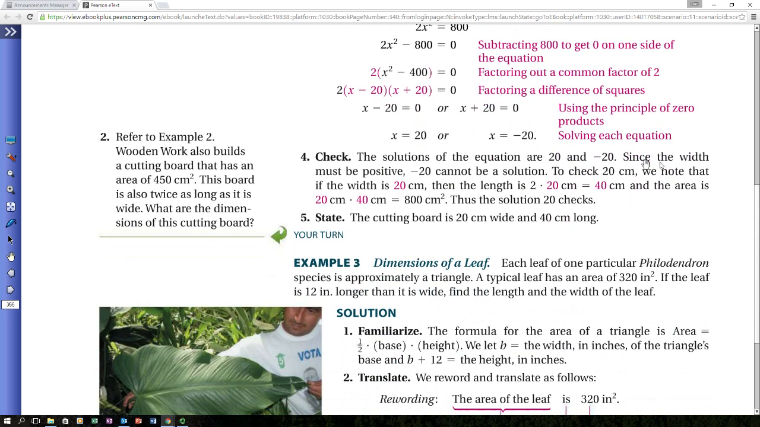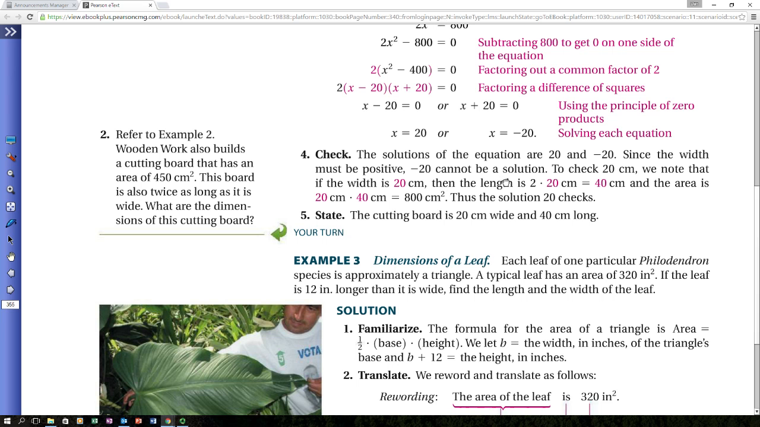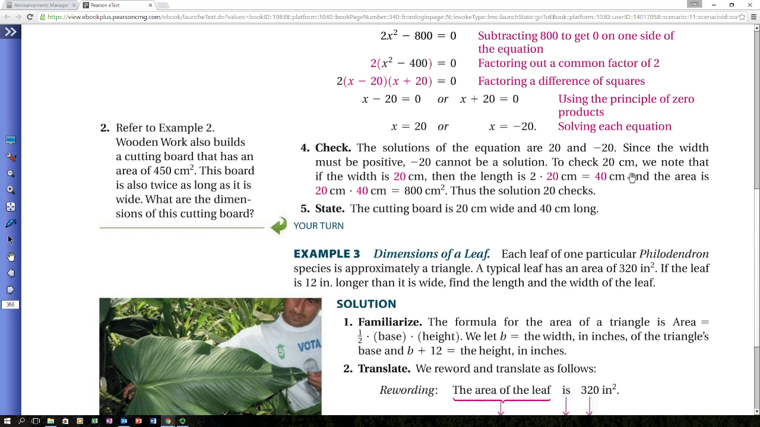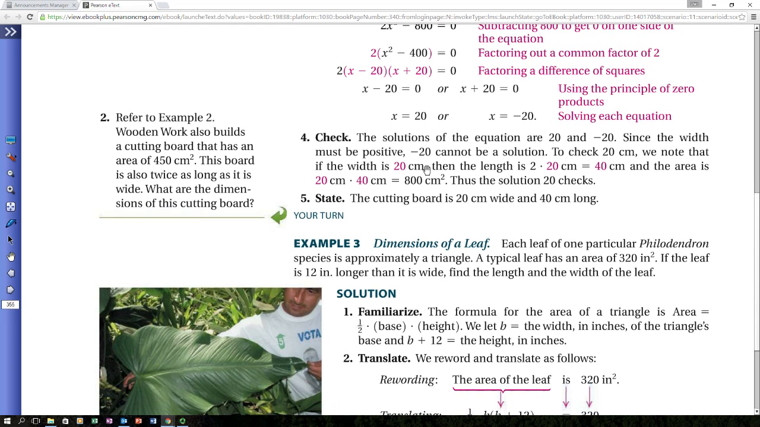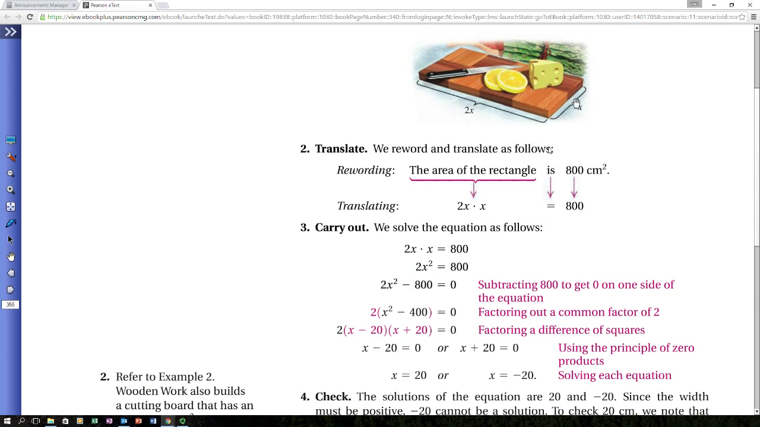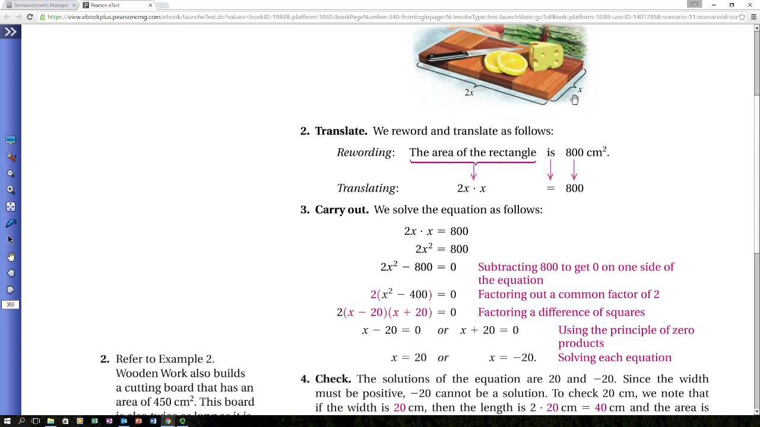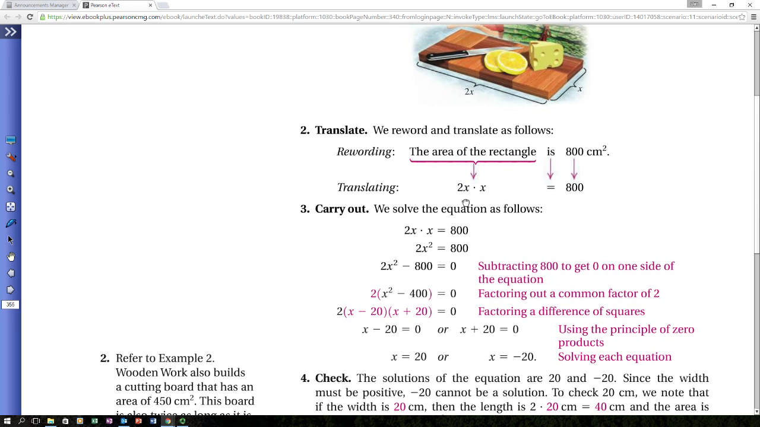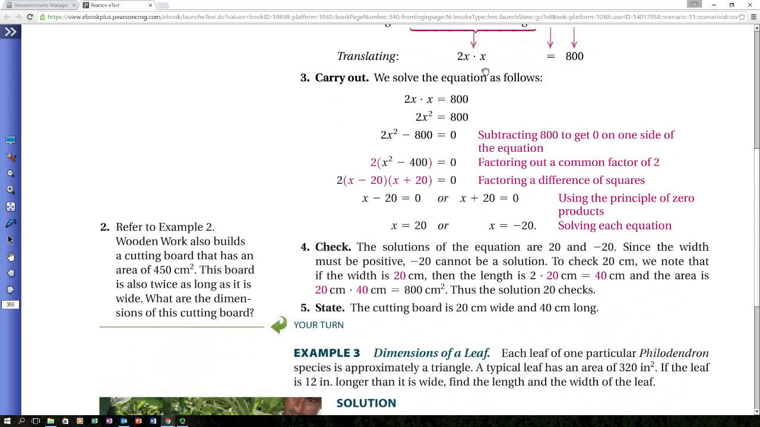And then again, I go in here and I say, since width must be positive, we're talking about length, that negative 20 doesn't make any sense, right? And so we're going to take the positive 20. And then it's also pretty important to remember, what does x mean? The way I drew my picture, right, x is the width right here. So if I find out that x is equal to 20, what is my length? It's going to be 20 times 2, or 40. Does 20 times 40 equal 800? And the answer to that is yes.